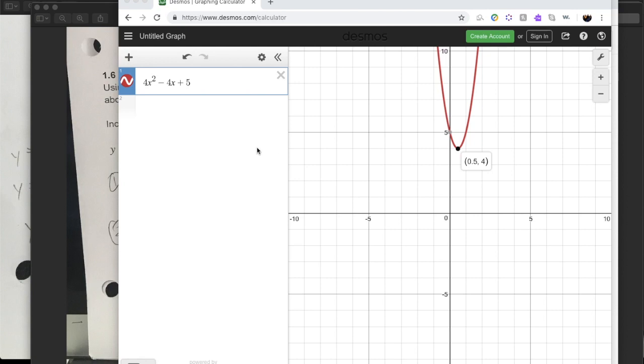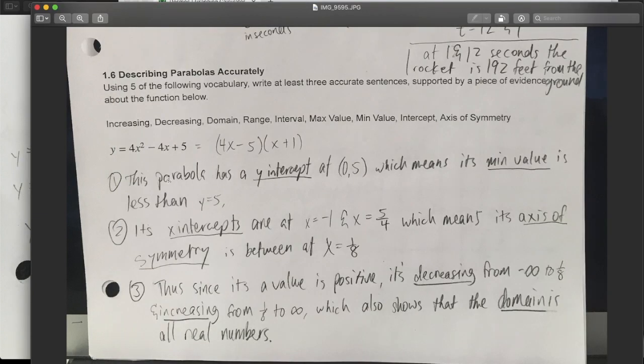So I made a mistake on the study guide. As you can see, we have 4x squared minus 4x plus 5 on Desmos. It's got a vertex at 0.5, 4. It's got a y-intercept at 5, and it has no x-intercepts because it starts above. Anyways, so we need to take a quick look back to see what is correct and what's incorrect.